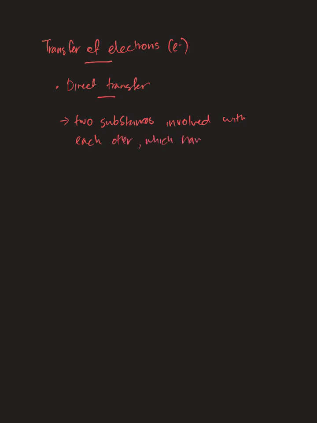When we come to the transfer of electrons, there are two types of redox reactions. The one is called the direct transfer. If I'm looking at the direct transfer, we're looking at two substances involved with each other, which have direct contact.